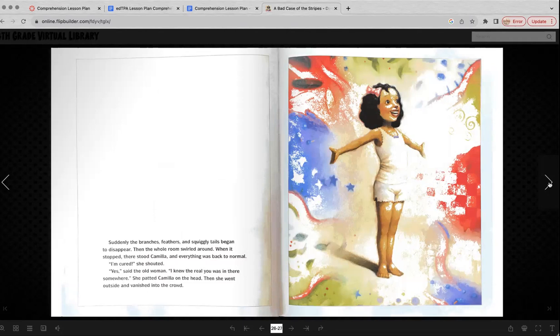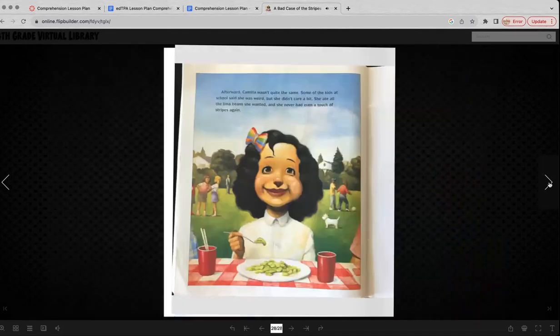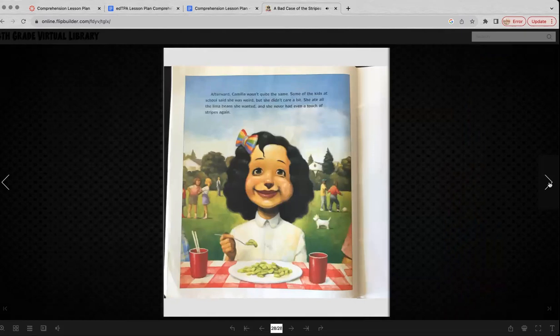I knew the real you was in there somewhere. She patted Camilla on the head. Then she went outside and vanished into the crowd. Afterwards, Camilla wasn't quite the same. Some of the kids at school said she was weird, but she didn't care a bit. She ate all the lima beans she wanted. She never had even a touch of stripes again.